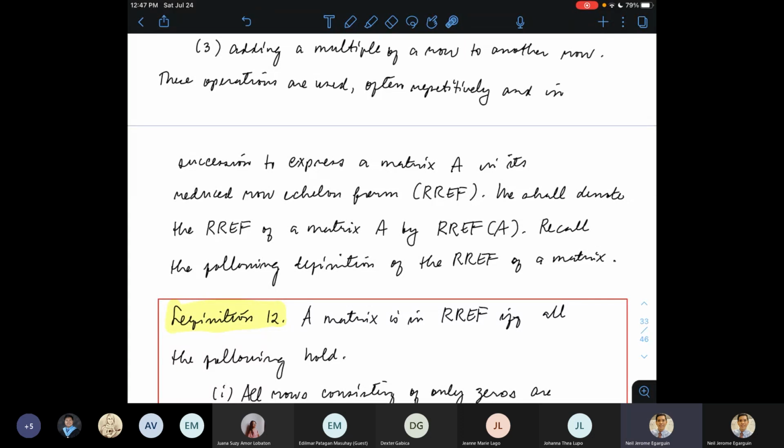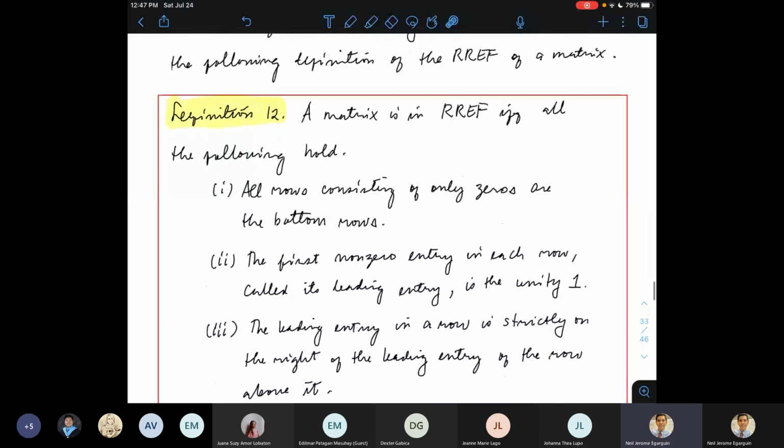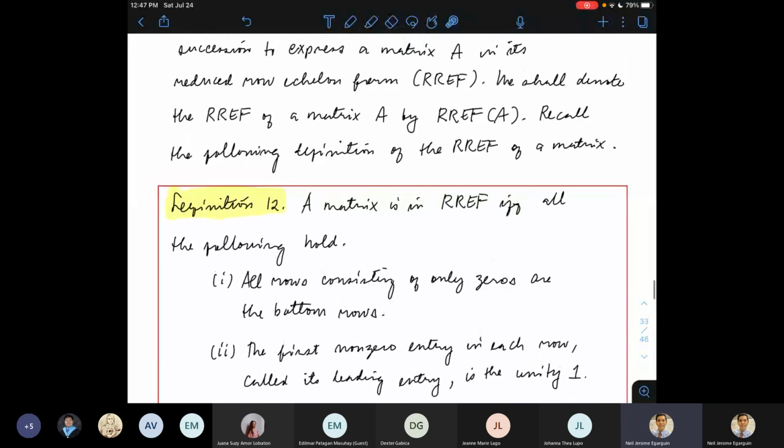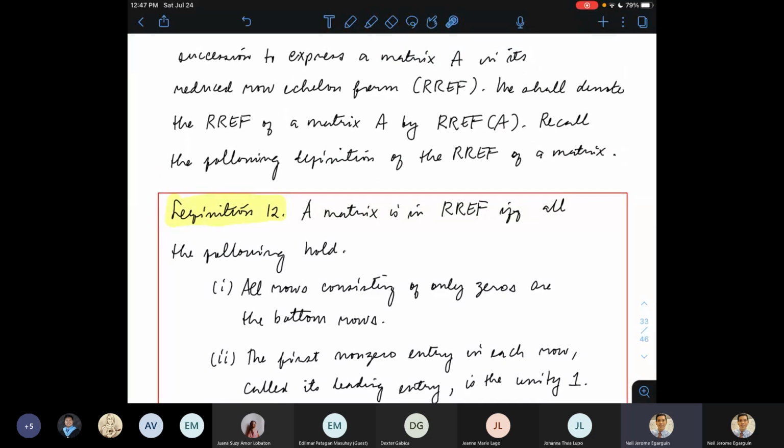So yung reduced row echelon form, for brevity, let's call it RREF of a matrix, is the matrix satisfying the conditions in definition 12. Okay? So i-denote natin by RREF of A, yung matrix na makukuha ko after doing operations that will give the reduced row echelon form. All right?